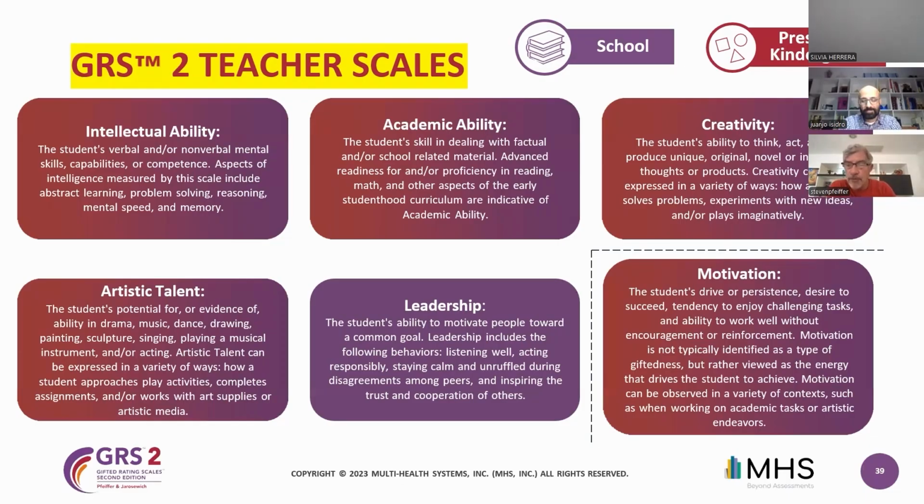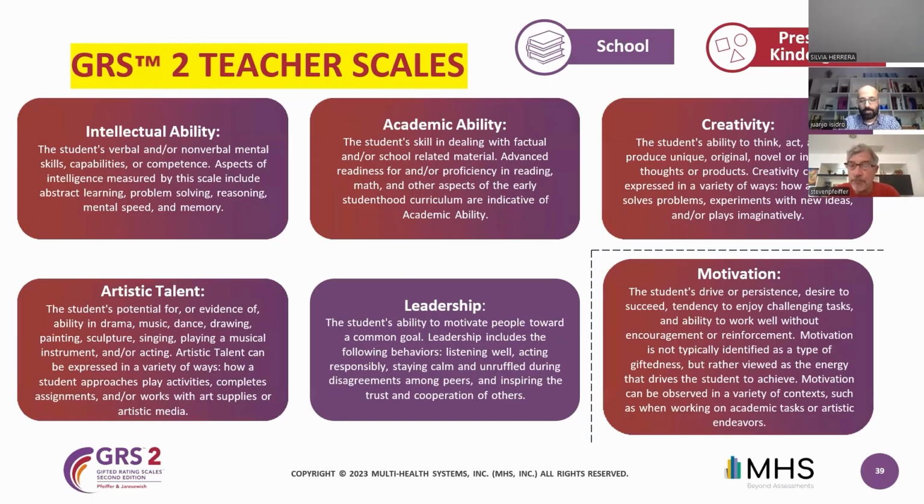The fifth type of giftedness that we measure on the GRS2, the Gifted Rating Scale 2, is leadership. Leadership is an area that we think is very important. It's one of those social emotional skill areas. And we have items that ask teachers to rate a student's ability to motivate other students, to listen well, to act responsibly, to stay calm during heated discussions, and to inspire trust and cooperation among others. So leadership is a really important area that we measure.